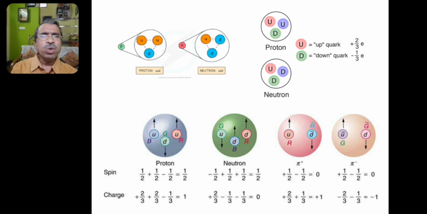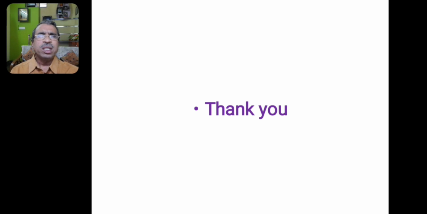Similarly, for the neutron, the spin: it contains 2 down quarks and 1 up quark. The down quarks have the spin plus half, and the up quark has a spin minus half. Therefore minus half plus half plus half gives rise to plus half, and the charge here is plus 2 by 3 minus 1 by 3 minus 1 by 3, which gives 0. This is how the charge is given to the protons and neutrons.